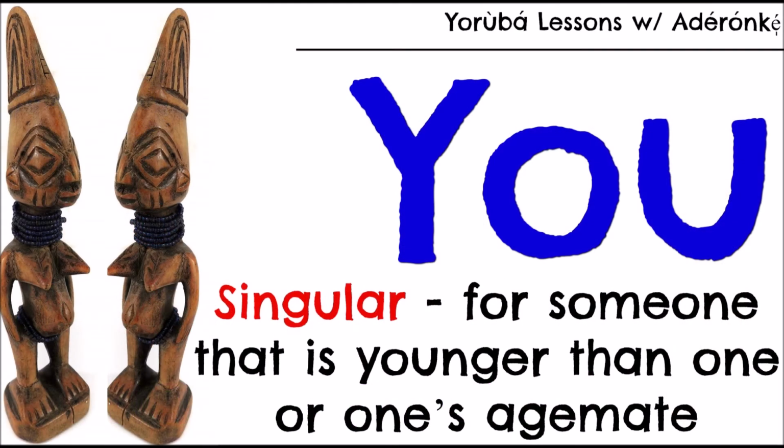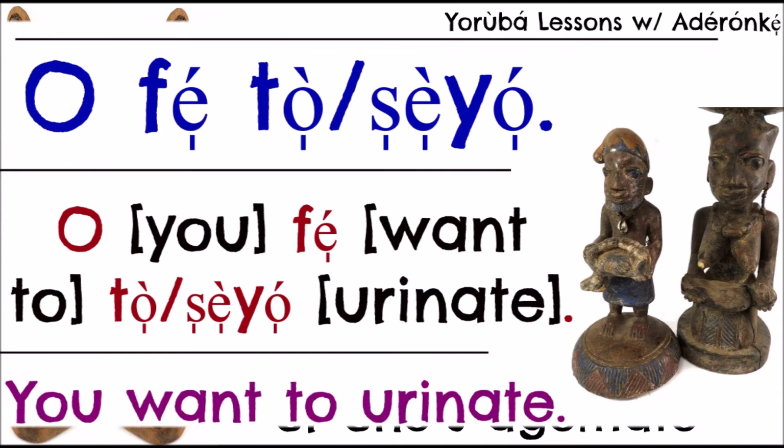Moving to the next pronoun, which is you, and this you is for someone that is younger than one, or one's age mate. If you're addressing someone that is younger than you, or someone that is your age mate, and you want to say you want to urinate, and this is just one person, you'd say you want to urinate.